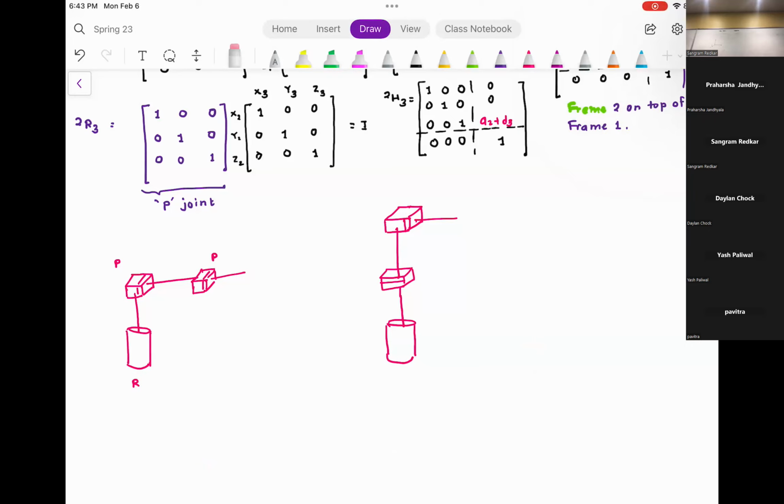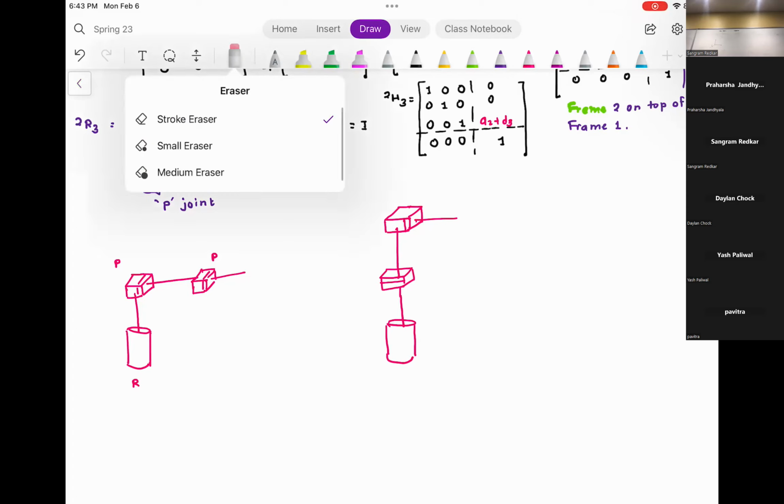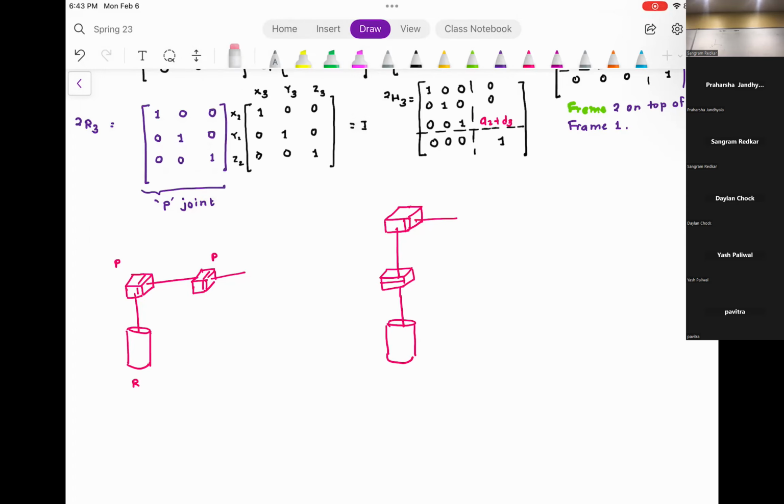Okay, tell me. What if A2 is variable, in the sense that A2 and D3 both are variable? If something is variable, that's a joint. If there is only a prismatic joint along with it, but it's attached to a revolute joint, we have to change the distances. So remove the prismatic joint.